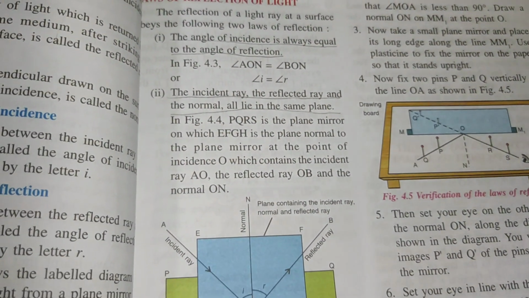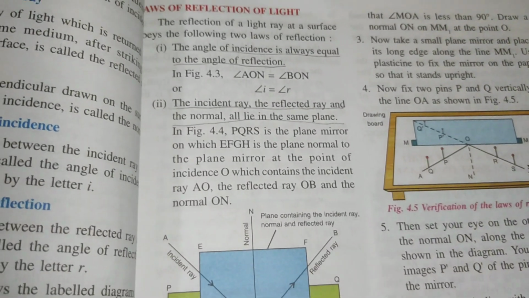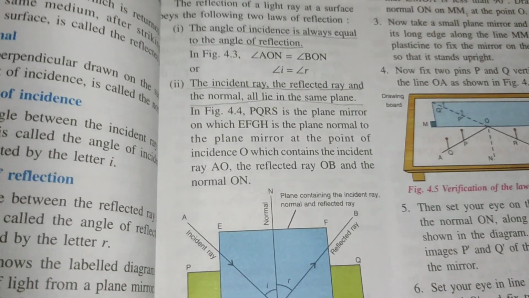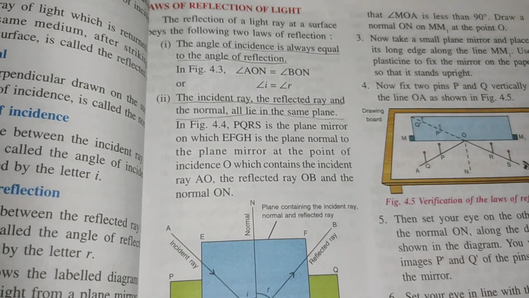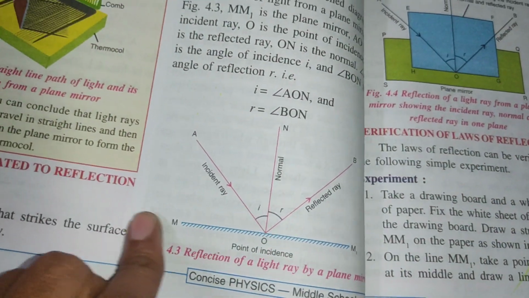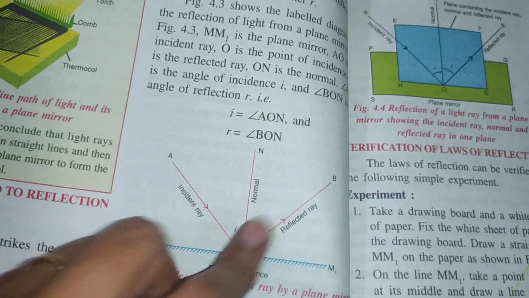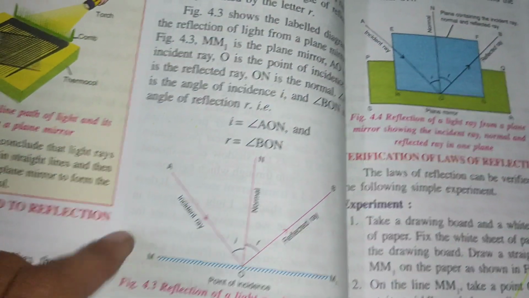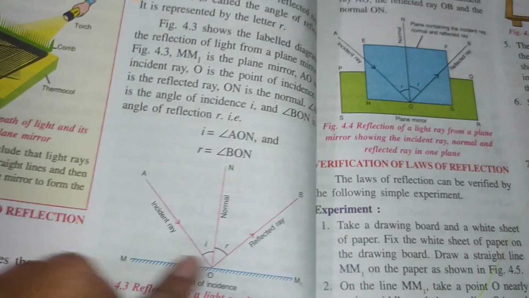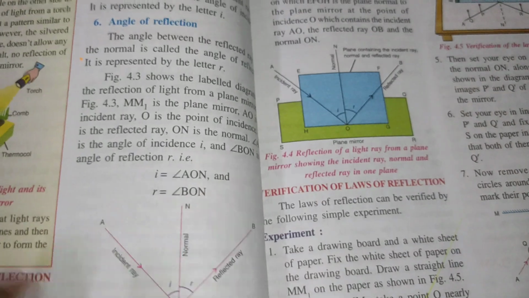So at whatever angle it is incident, that much angle only it will reflect. Then the incident ray, the reflected ray and the normal will all lie in the same plane. So we can see here, the incident ray, reflected ray, normal and point of incidence all lie in the same plane.